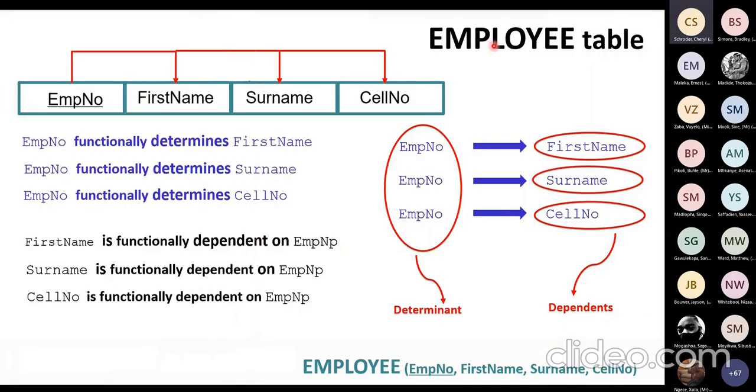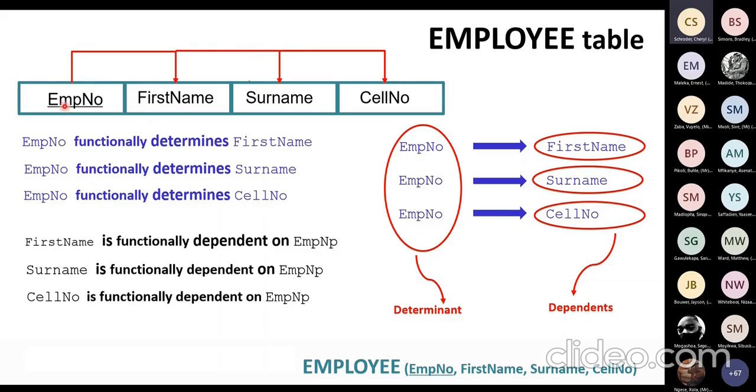Going to our employee table. So we knew our empno was the primary key. So the value in empno will go and functionally determine the first name. So I would draw in my arrow there. If I know the emp number, I would find one surname. If I know the emp number, I would find one cell number.